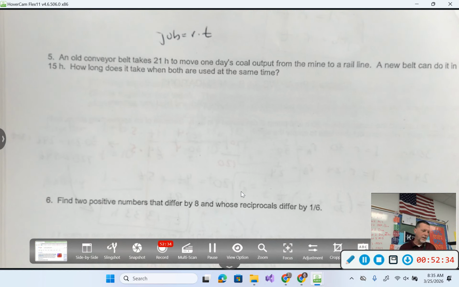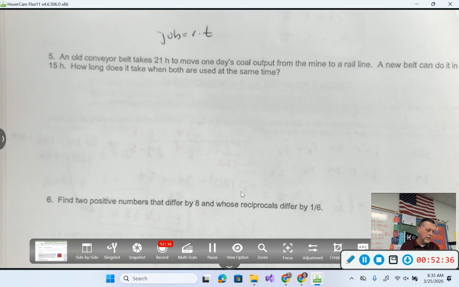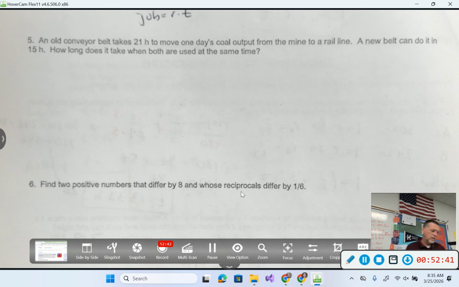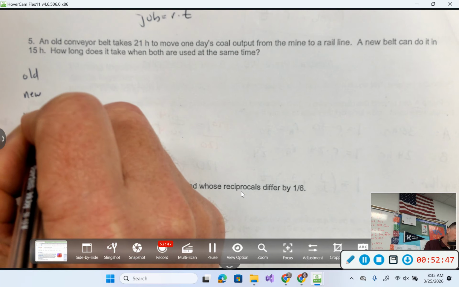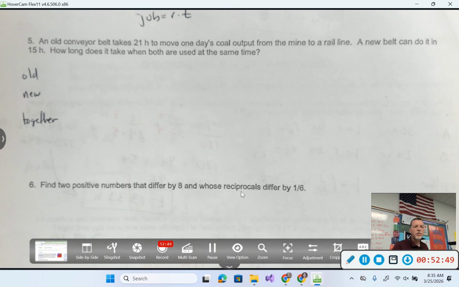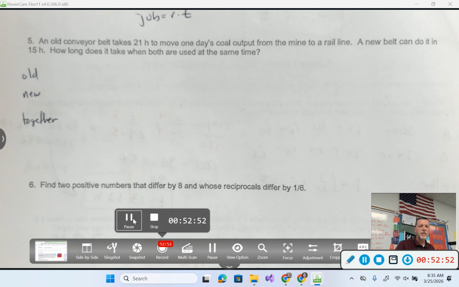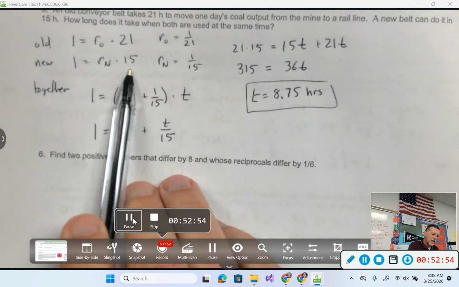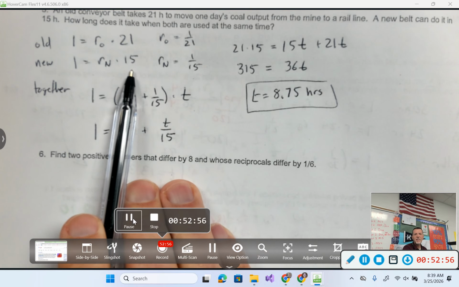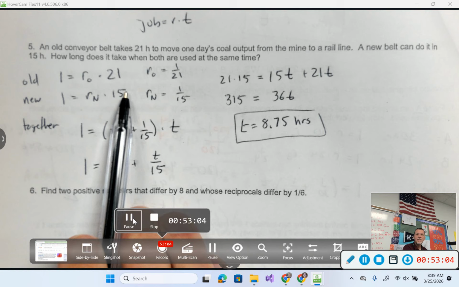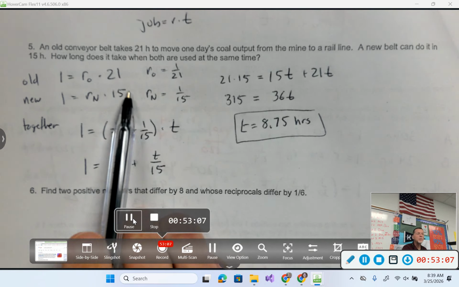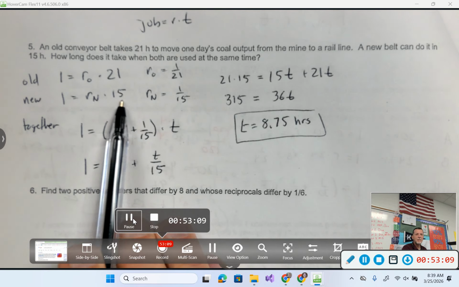And you got an old one that can do it in 21 hours, a new one can do it in 15 hours. What if they work together? Why don't you see if you can set that one up? If there were 2 new machines, yeah, you can think of it this way. If there were 2 new machines working together, how long would it take? Yeah, it would take 7.5.